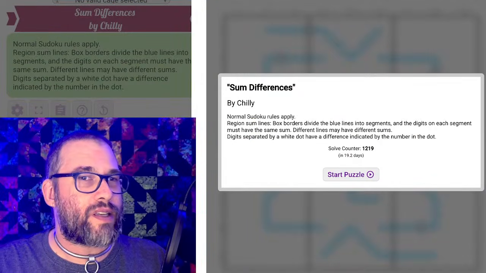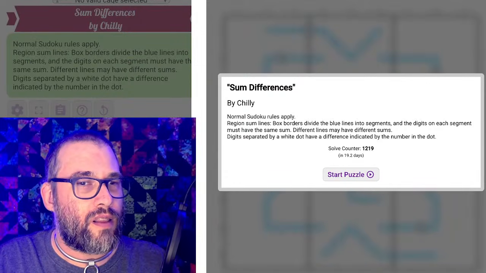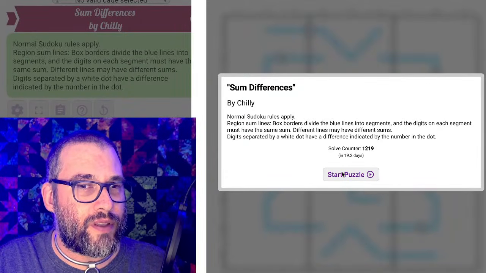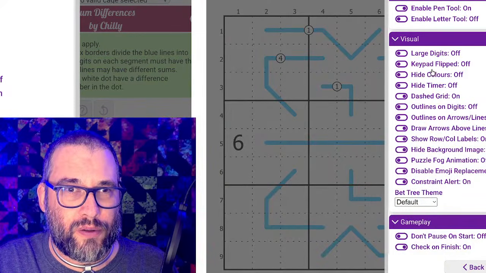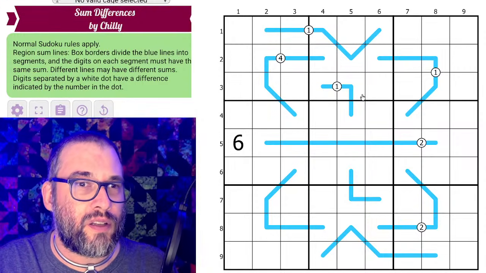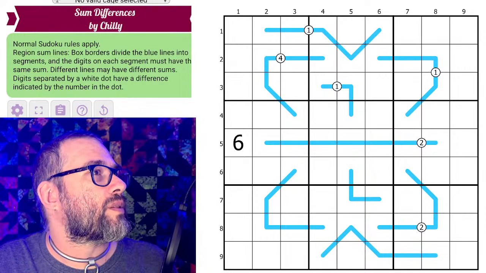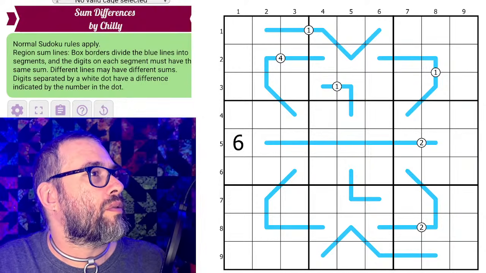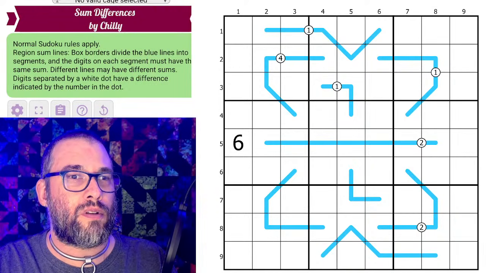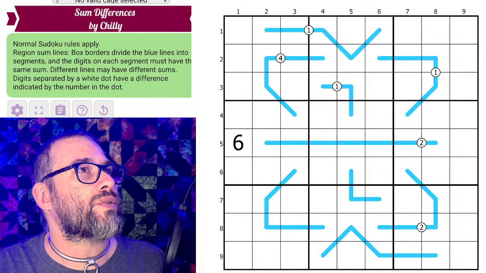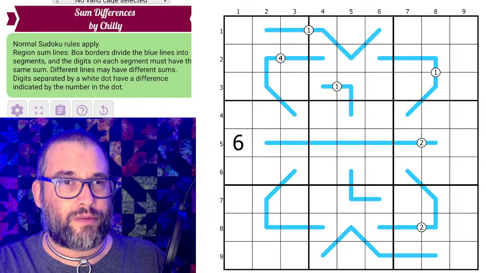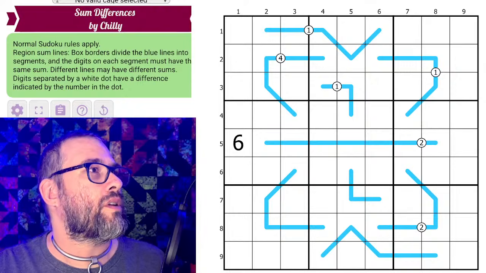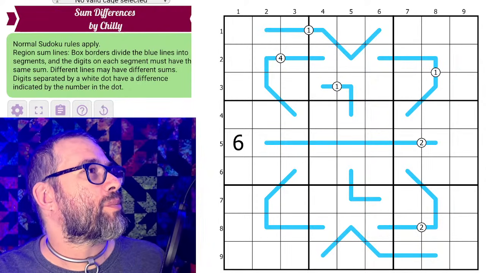All right. Let's have a look at this puzzle. Get our real grid back. Rules in the description, link in the chat. Let me give Chili a ping.